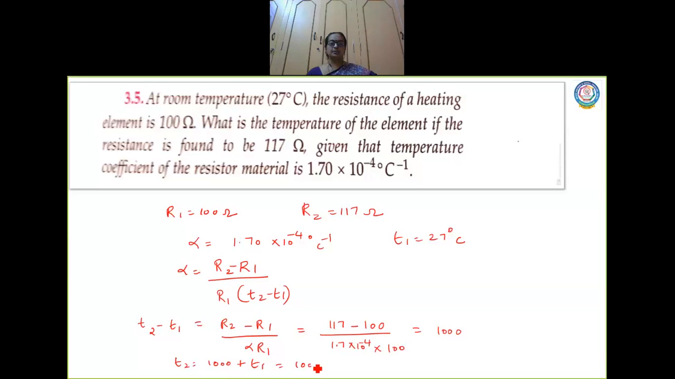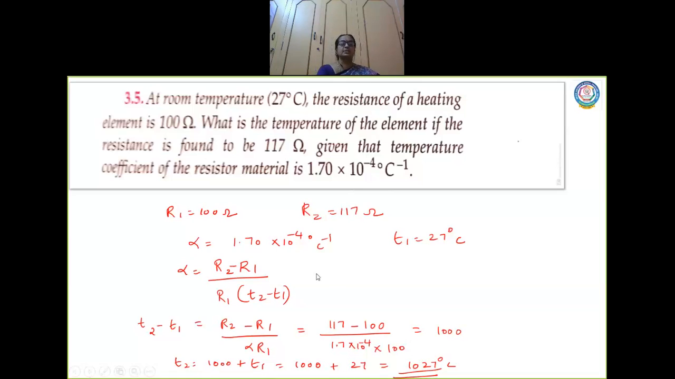So 1000 plus what is T1, 27. So T2 will be 1027 degrees Celsius. So when the temperature is increased to 1027, what happens to the resistance? The resistance is also increasing. We discussed this only. When the temperature is increasing, the resistance is also increasing.